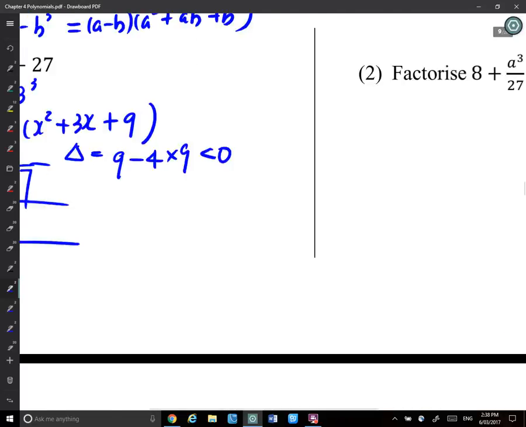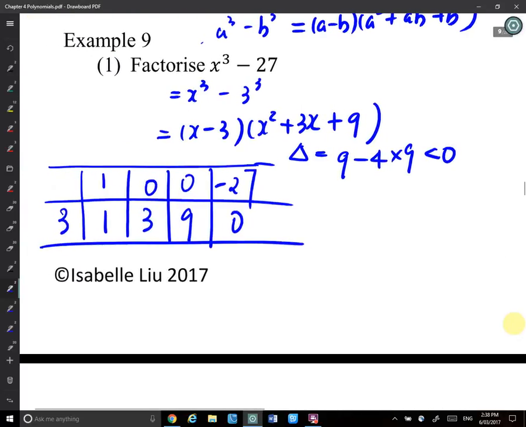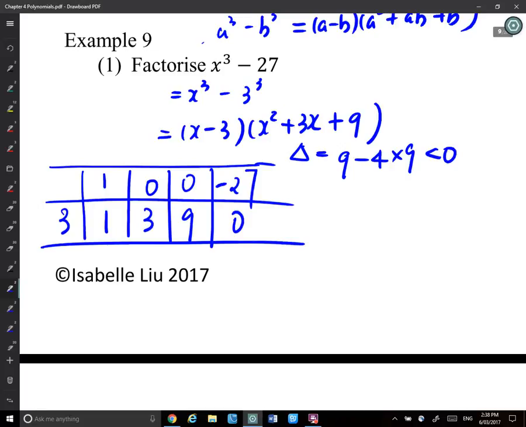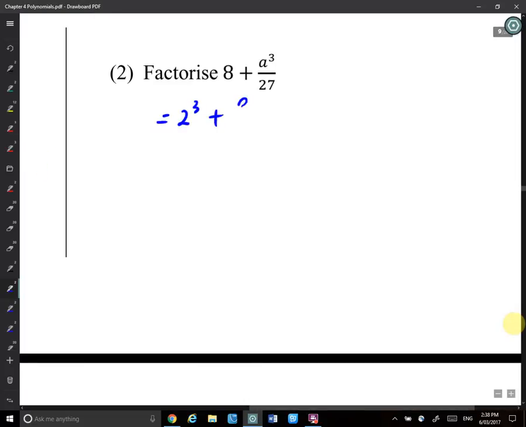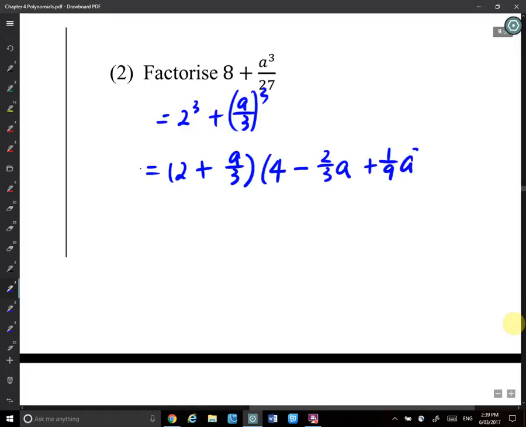Okay, to factorize the second one. The second one is a cubed plus b cubed. So you have 2 cubed plus a over 3, the whole thing cubed. Then you have a plus b, and they have a squared, which is 4, minus a times b, which is 2 on 3a, and plus b squared, which is 1 on 9a squared.